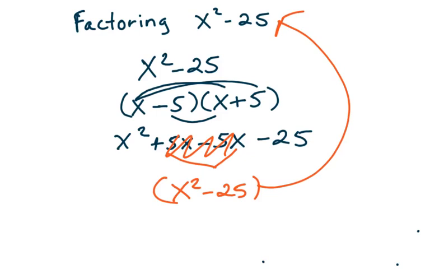So when I factor x squared minus 25, all you do is put down two parentheses, put a plus in one and a minus in the other. Put the two x's down, and you put a 5 in one and a negative 5 in the other, and that's the answer.